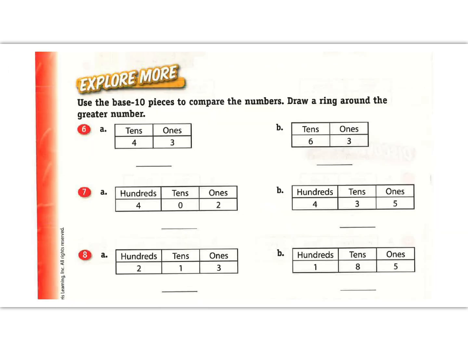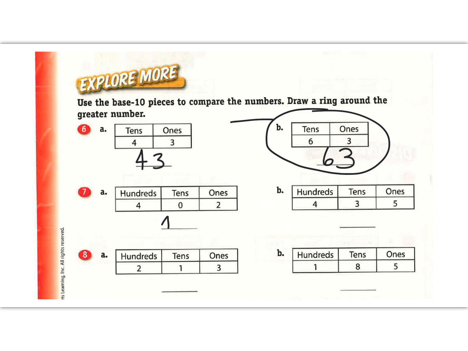This says use the base 10 pieces to compare the numbers. Then draw a ring around the greater number. Well, here we can see the 1s and the 1s is the same, but this one has 4 10s and this has 6 10s. So this one equals 43, this one equals 63. So that means that 63 is larger.